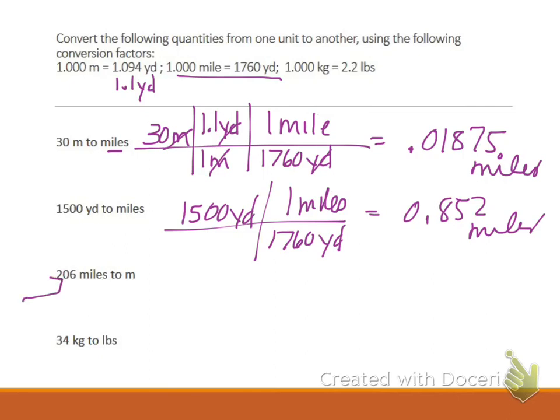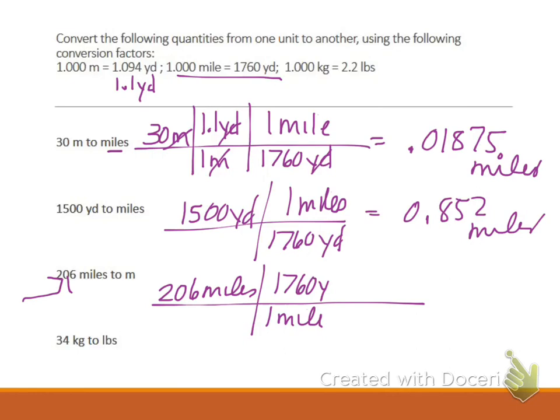So now let's do this one here. This time we're going to go miles to meters, so exactly the opposite of the first one we did. So we start with 206 miles. We want to get rid of miles, so where does it go? On the bottom. 1 mile is equal to 1,760 yards. And then we want to get rid of yards, so we say 1.1 yards is equal to 1 meter. So we multiply the top and divide by what's on the bottom. And you should get a very large number.